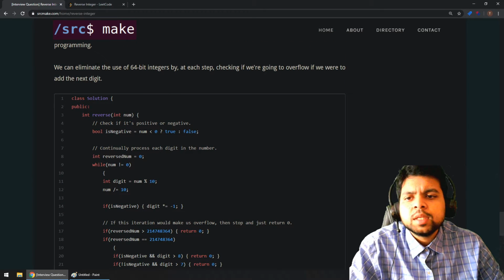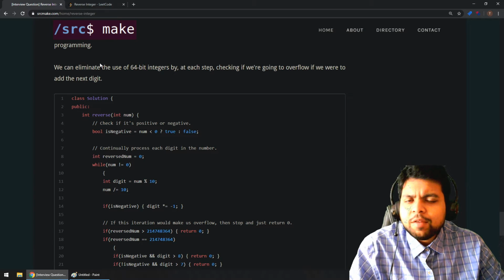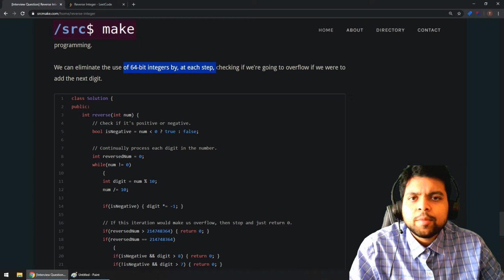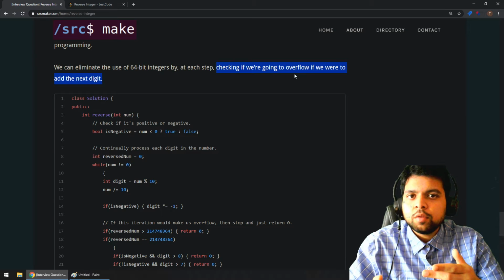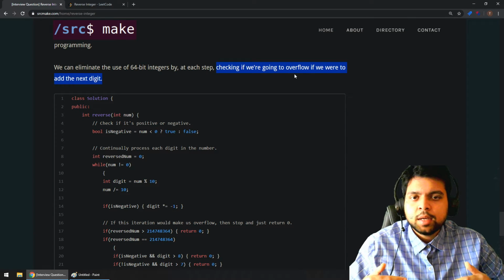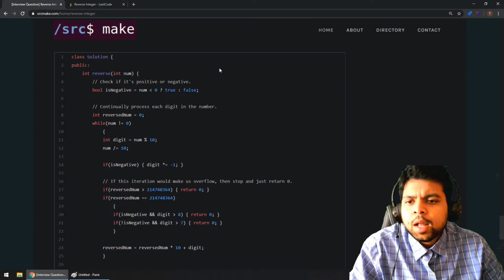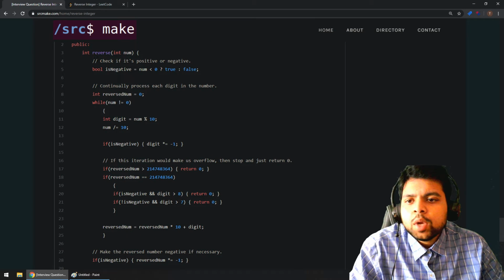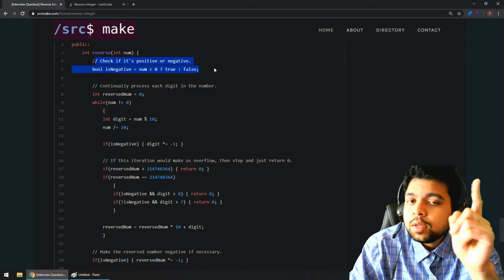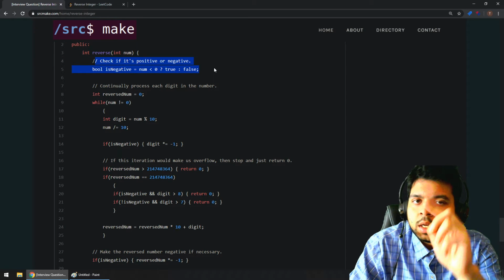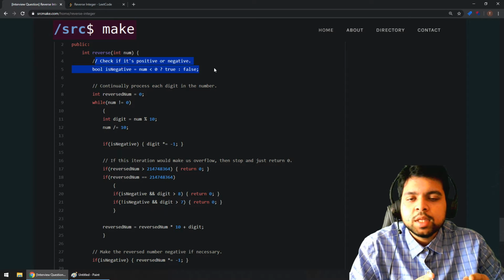Basically what we're going to do is, instead of handling the overflow at the end, we want to, at each step of our math, check if we're going to overflow if we were to add that new digit. So we're just doing the check for overflow at each step instead of doing it at the end. So let's look at our code. This time we are going to check if the number is negative. We're not going to multiply it by negative this time because we're only working with these integers.